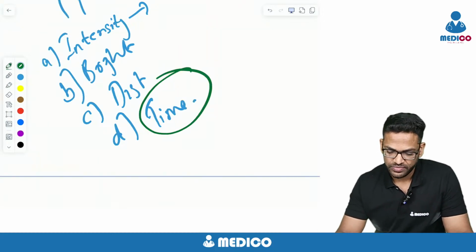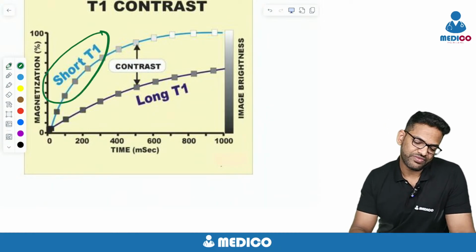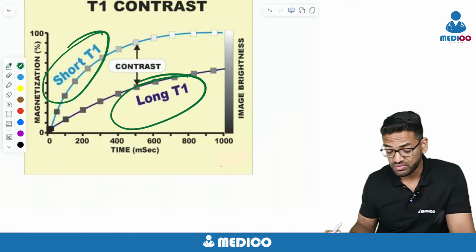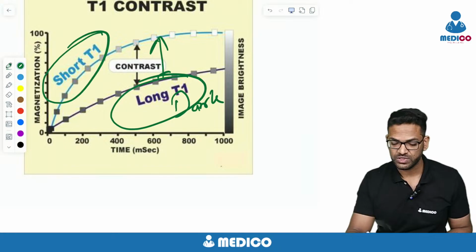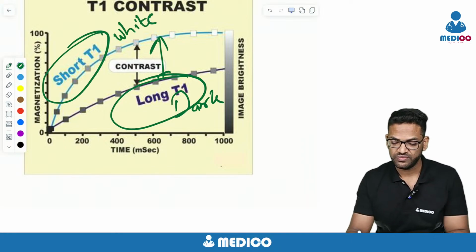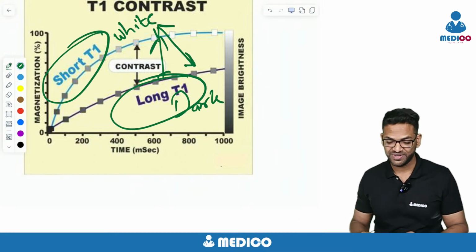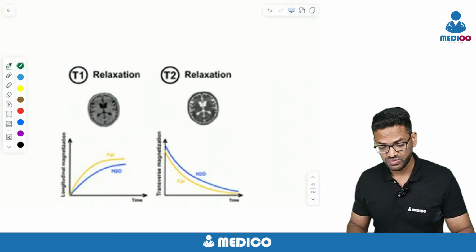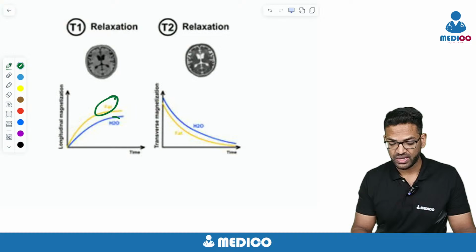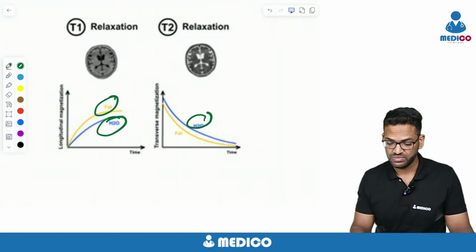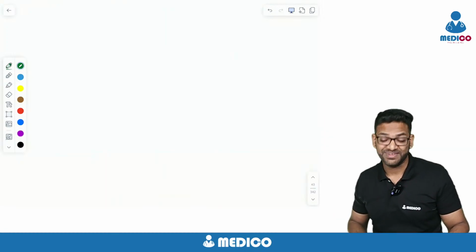So we'll just go back. Once you have this, some tissues like fat have a short T1, something else has a long T1, right? So they have a contrast between them. This may be dark, this will be white. And the difference between this white and dark is what makes an MRI image, right? This is just a graph which depicts that the relaxation times of fat and water are different, and T2 relaxation times are also different. Okay, this is an important concept I wanted you to understand, right?